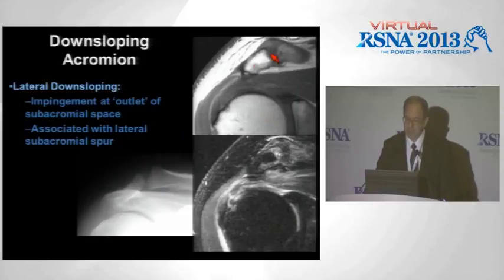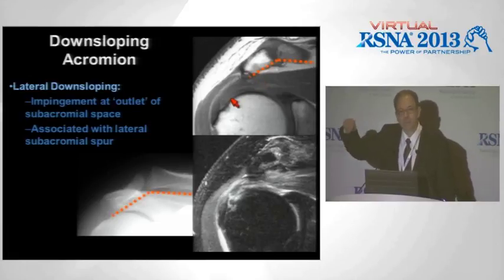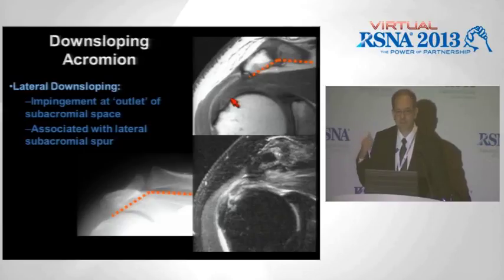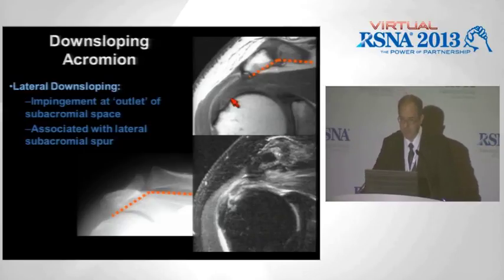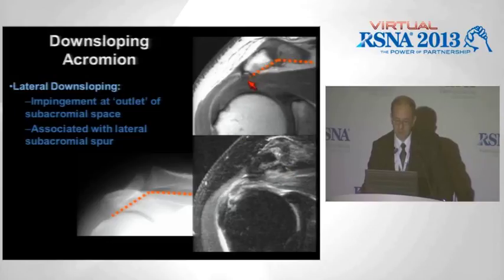However, downsloping of the acromion, most people feel, is an important factor in leading to impingement. If your scapula is tilted such that the acromion is pointing downward laterally, as you abduct your arm, the rotator cuff will come into that spur and the lateral downslope and lead to impingement. So this is highly associated with impingement, as you can see with the tear here, and this flat appearing subacromial spur.